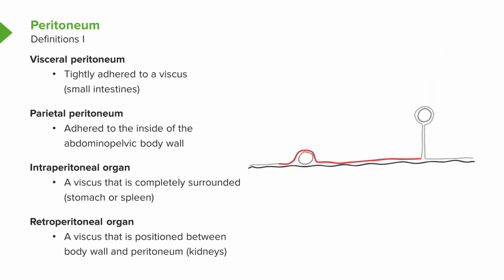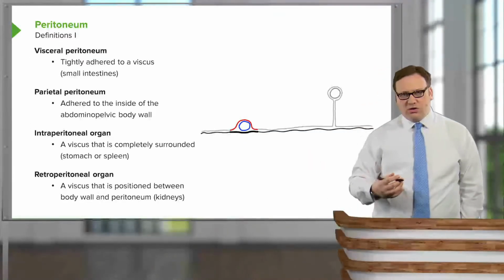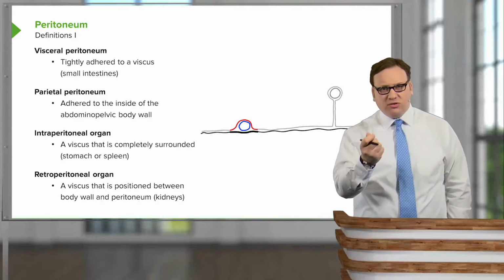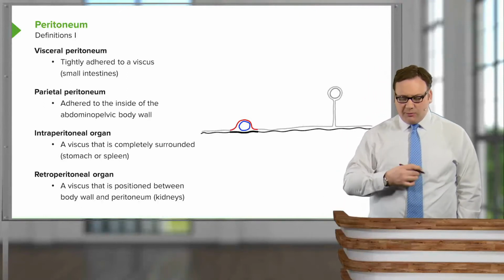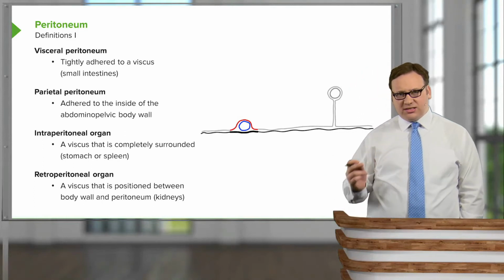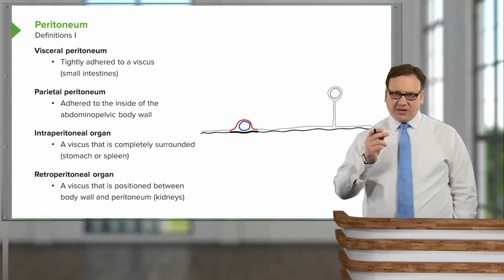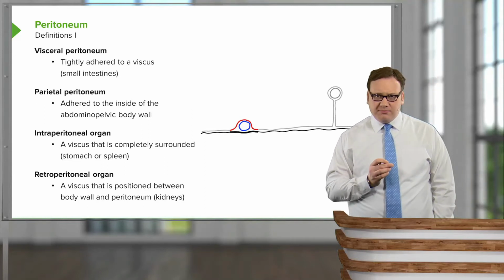What I mean by a retroperitoneal organ is that this organ is positioned between the body wall and the peritoneum. Just like in this example, we have the kidneys. Here's the body wall in black, and red is our parietal peritoneum. This organ, the kidney, is between the body wall and the peritoneum. So it's retroperitoneal. An intraperitoneal organ is an organ that is completely surrounded by the peritoneum. And we have a series of these organs, like the stomach, the spleen, the small intestine, surrounded by peritoneum.